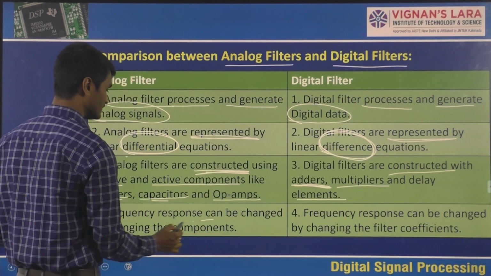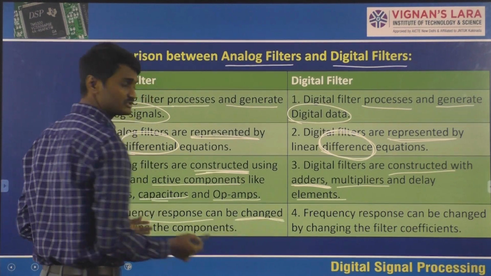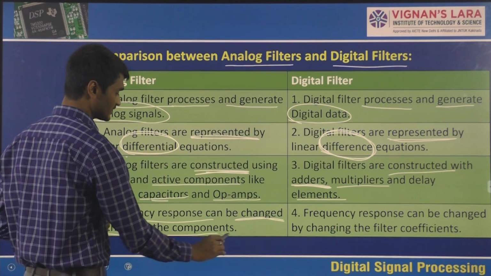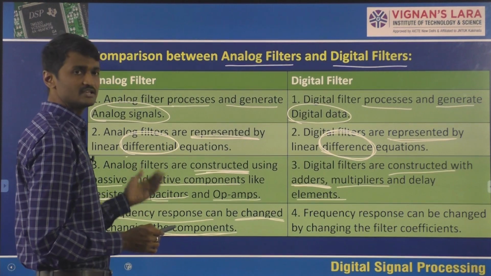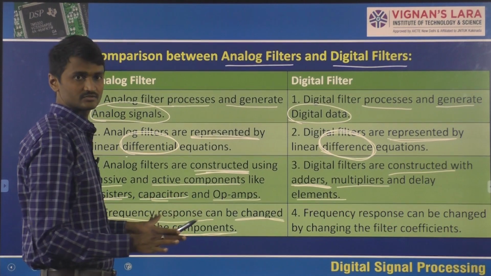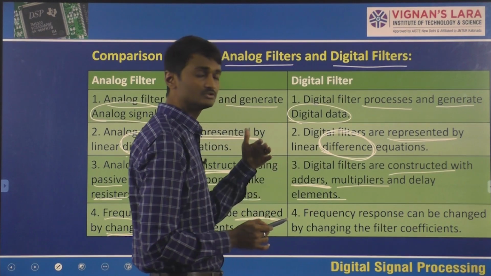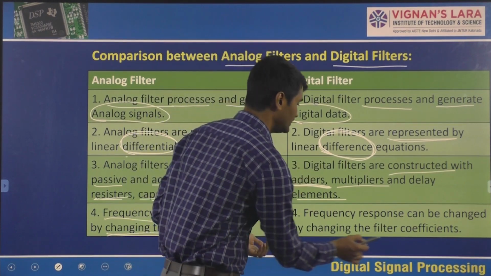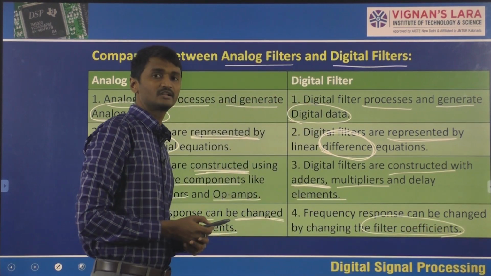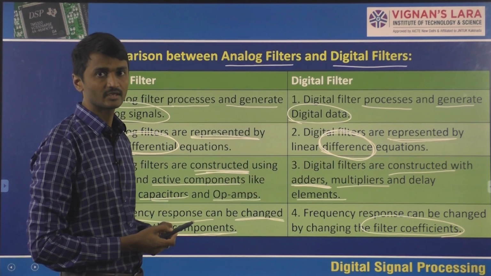Now, the frequency response of analog filters. If you want to change the frequency response of an analog filter, we have to change, that is, replace the components. But in digital filters, if you want to change the frequency response, we can simply change the filter coefficients.